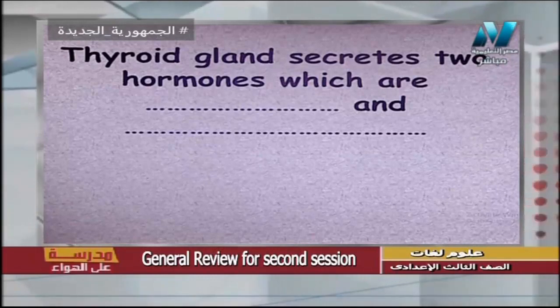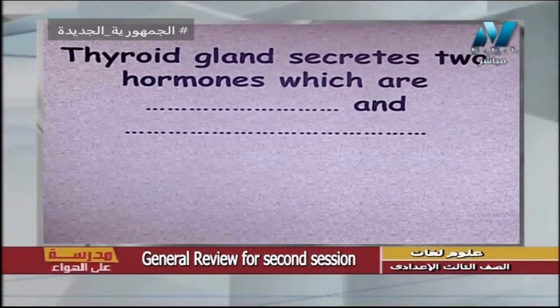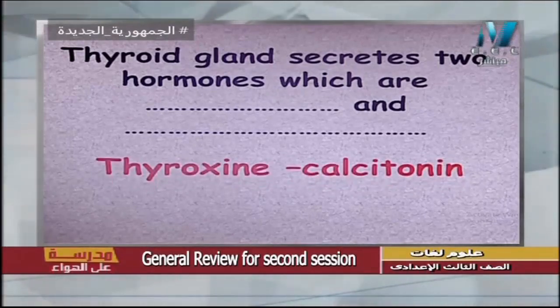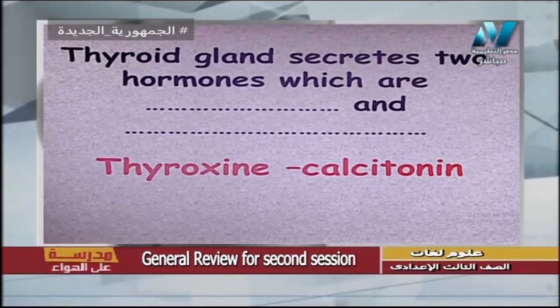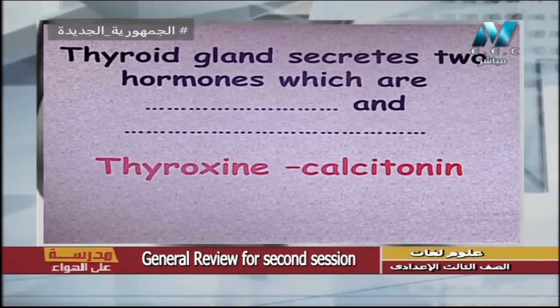Thyroid gland الغدة الدرقية secretes two hormones which are point and point. الغدة الدرقية بتفرز هرمونين هما thyroxine hormone and calcitonin hormone. Thyroxine and calcitonin.